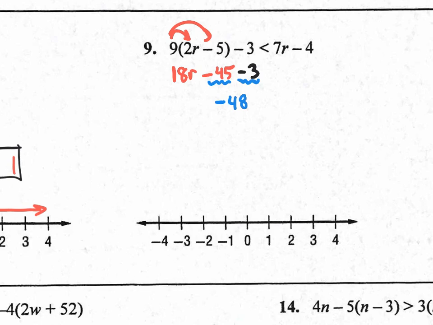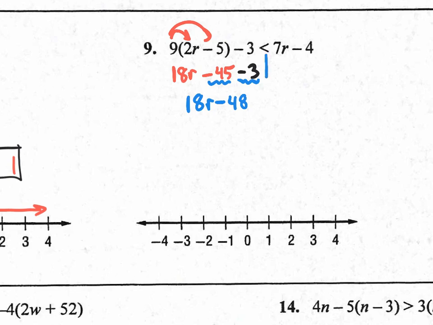And I am going to bring down the 18r. So far on the left side I have 18r minus 48, and that's all I could do on the left side. I can't subtract r's and numbers. So I have 18r's, I have minus 48, I can't do that, I leave it like that. Let me bring down the rest.